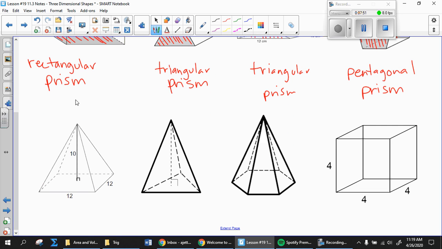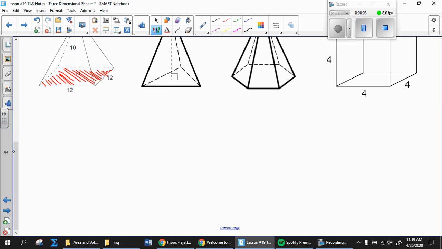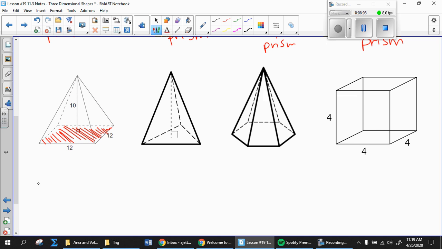All right, if I look here, now we're looking at this where I only have one base. My base is this rectangle at the bottom where all the other sides are triangles. So we talked about when all the other sides are triangles, that is a pyramid. Okay, so this is a pyramid. It's going to be a rectangular pyramid because the base is a rectangle.